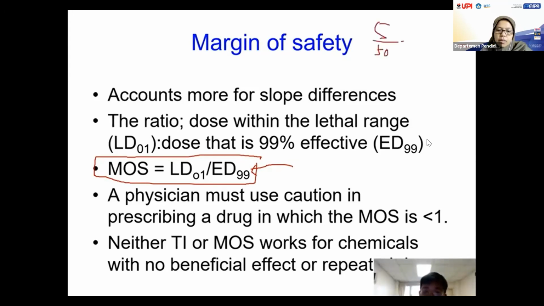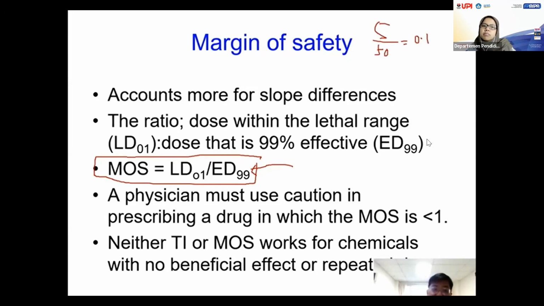which is 0.1. So this is something that is not good. Okay, as I mentioned earlier, this kind of graph is not good. So a physician, or doctor, must be very, very cautious if you want to prescribe a drug that has a margin of safety of less than 1. Okay, 0.1 is not acceptable. You have to have higher.